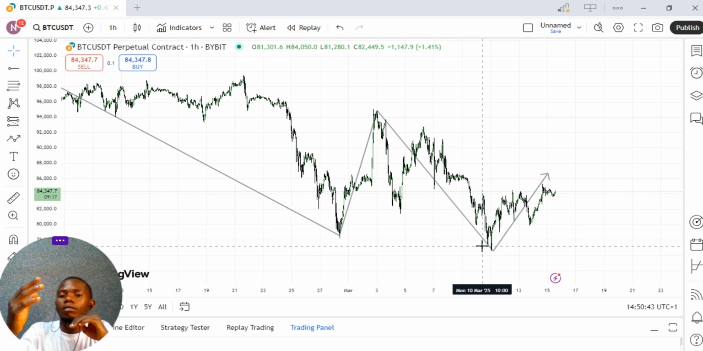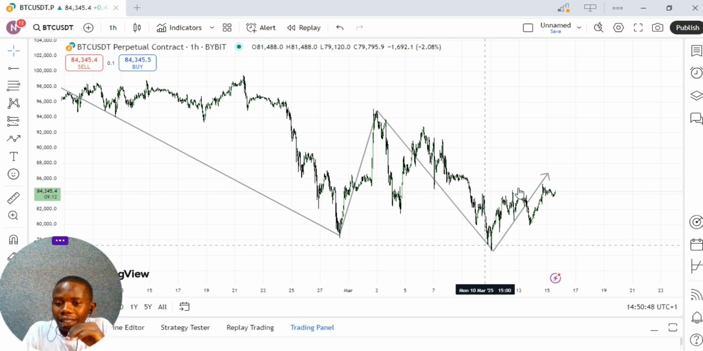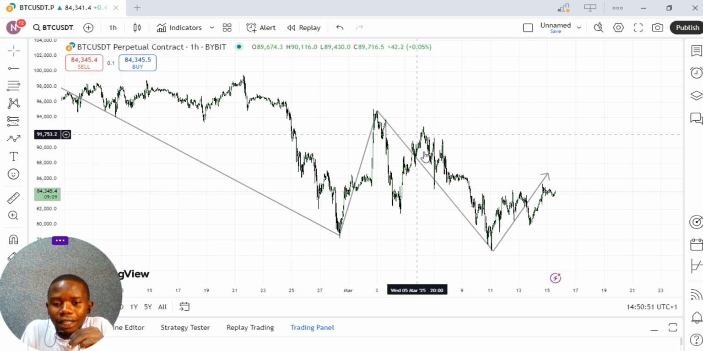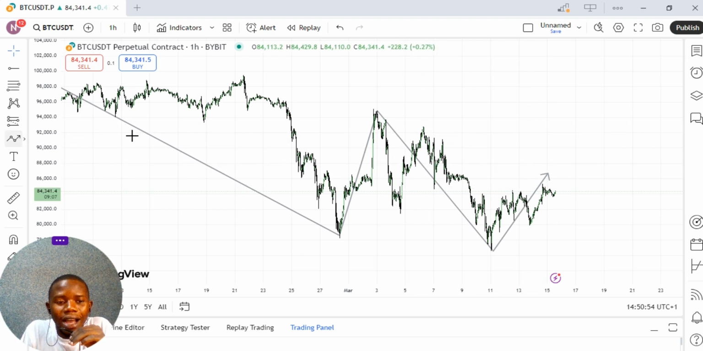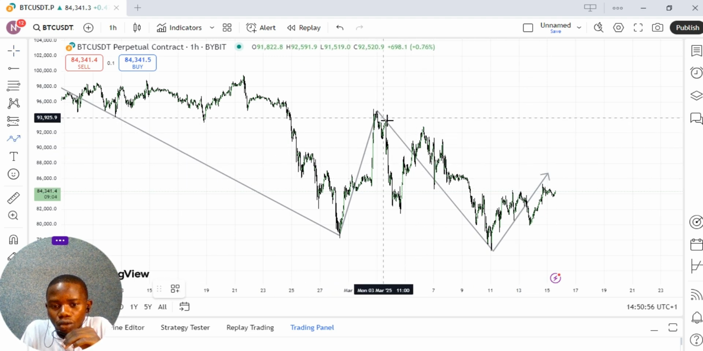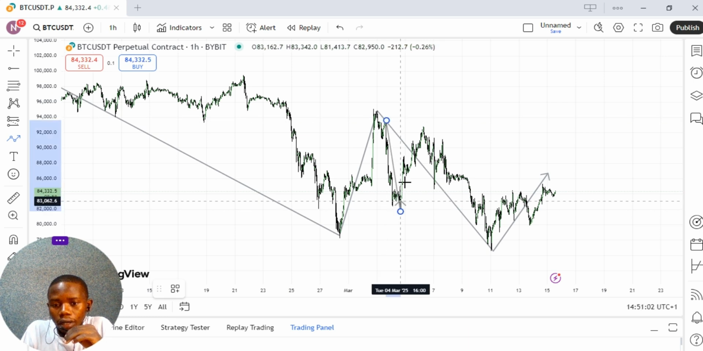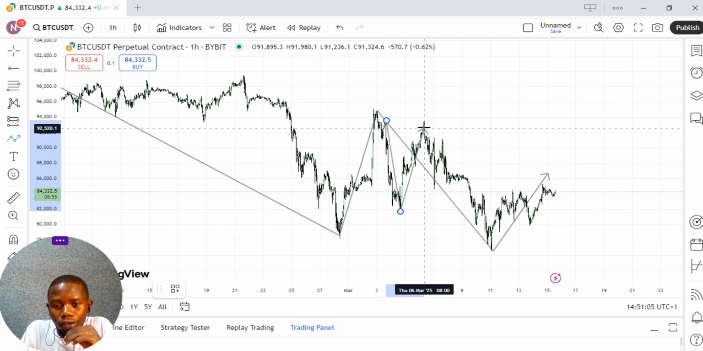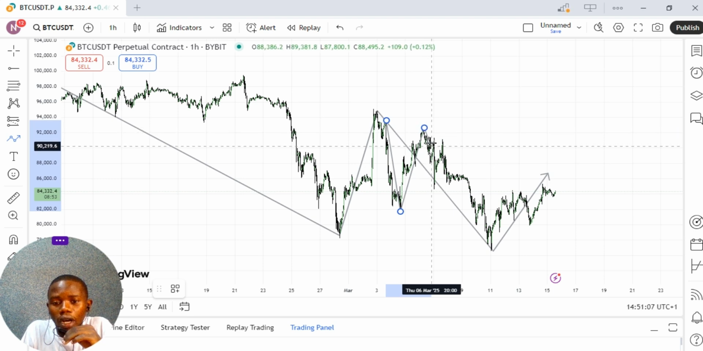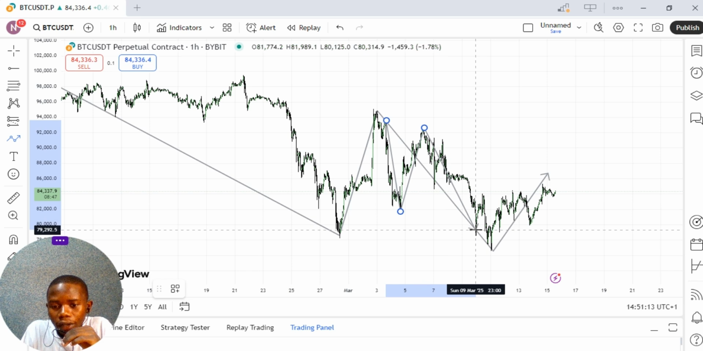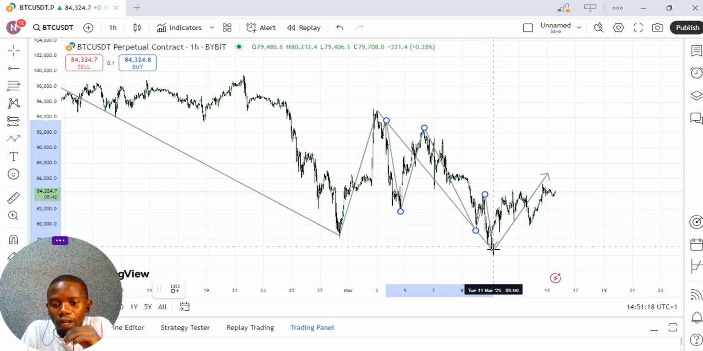Then we get our swing high and swing low, which the market is currently creating. Now if you look in between the zone, you will see other swing highs and swing lows. Here to here is another high and low. Then you see this lower high, then this lower low right here, then this lower high, then this lower low.